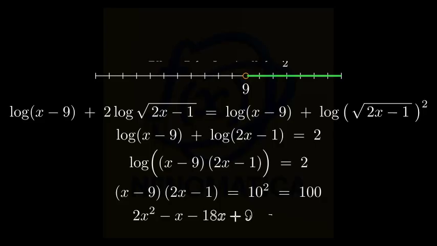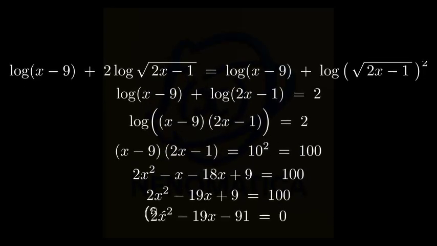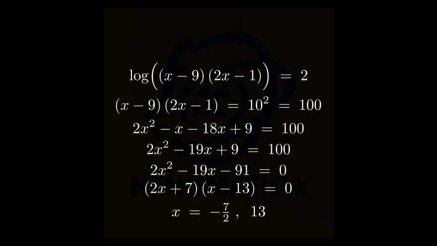Step 6. Expand the product and move all terms to one side to form a quadratic. Step 7. Factor the quadratic. 2x squared minus 19x minus 91 factors as (2x plus 7) times (x minus 13) equals 0. The solutions are x equals negative 7 over 2 and x equals 13.